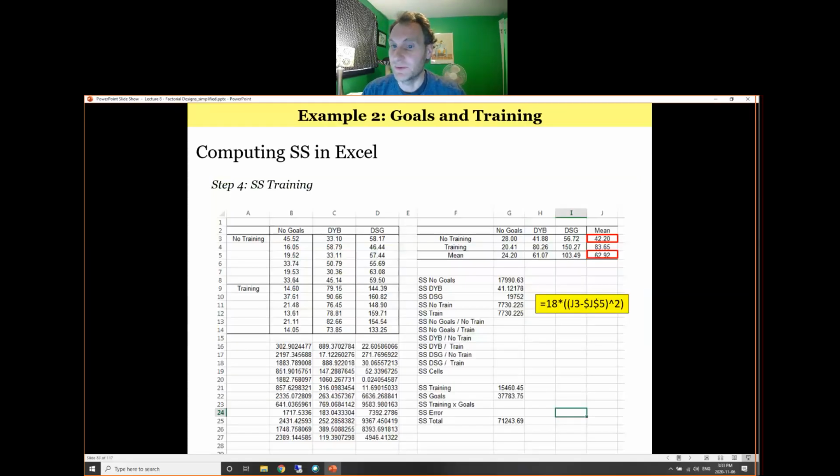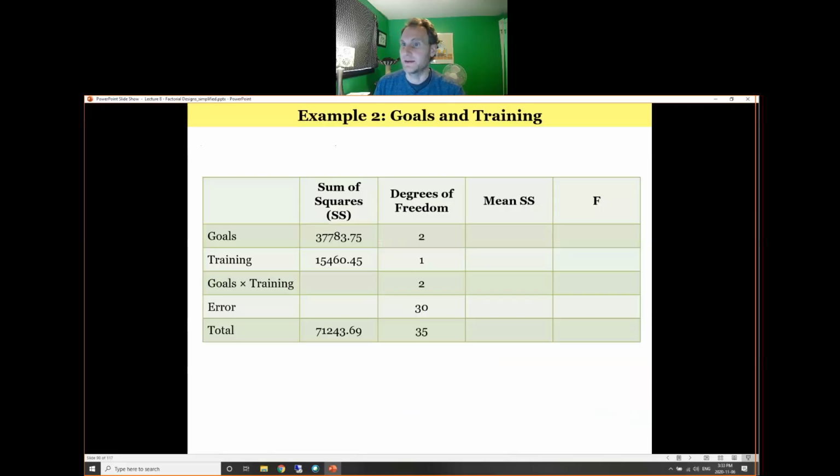Let's do the same thing for the training condition. My mean for the no training group lives in J3. I'm subtracting out J5, my grand mean, squaring it, multiplying it by the number of people who are in the no training condition. And this time it's 6, 6, 6, 18. I can do the same thing for the training group and take the sum, pop that into my omnibus table.